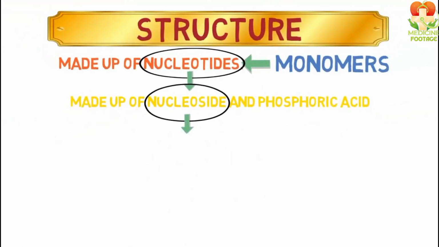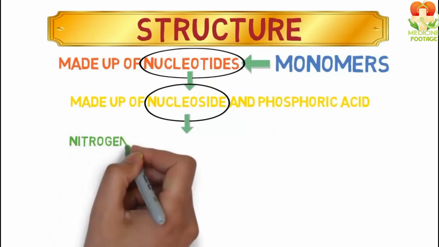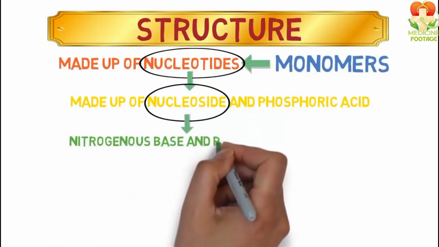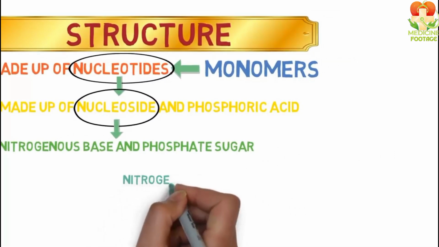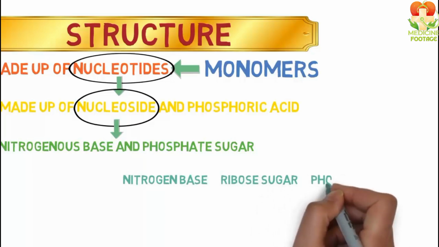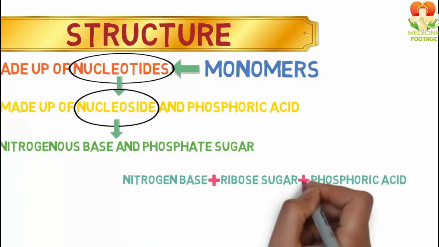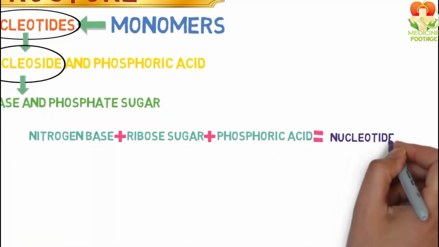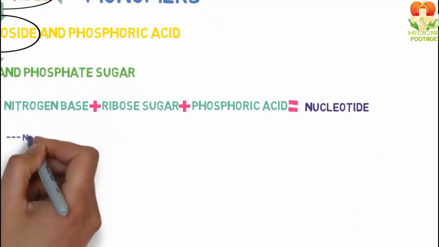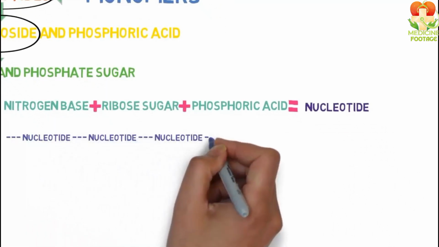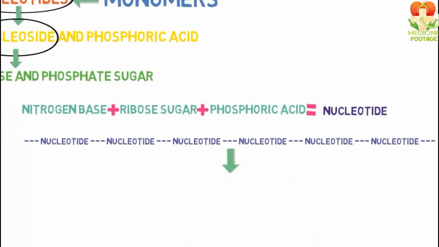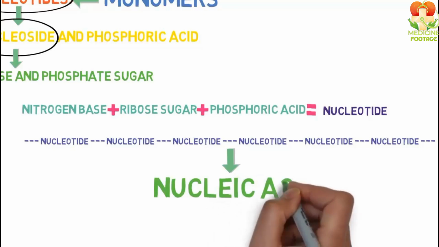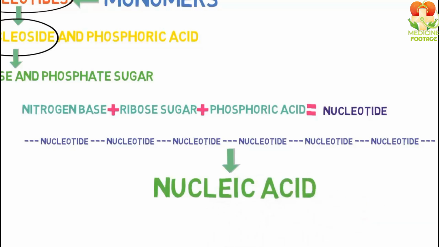Nucleosides themselves are made up of nitrogen bases and sugar. Friends, nitrogen bases, ribose sugar, and phosphoric acid. These three together form a nucleotide. To explain it shortly, a chain of nucleotides forms, meaning nucleotide, nucleotide, nucleotide, nucleotide, nucleotide, all combine to form nucleic acid. This is how the structure of nucleic acids forms.